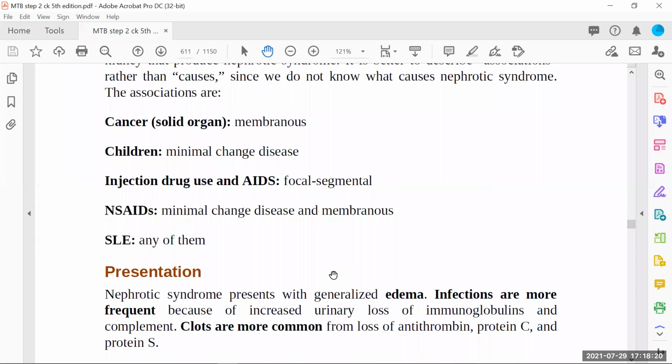SLE, lupus nephritis, one of the glomerular diseases, can present with nephrotic syndrome. So what will be the presentation? In these patients, nephrotic syndrome presents with generalized edema. We have seen this one.